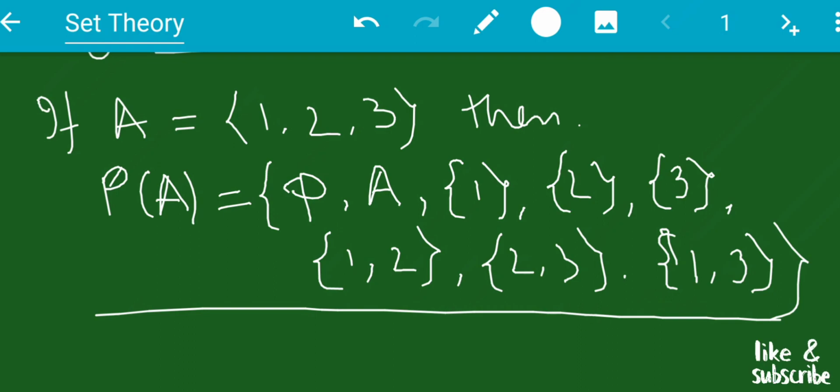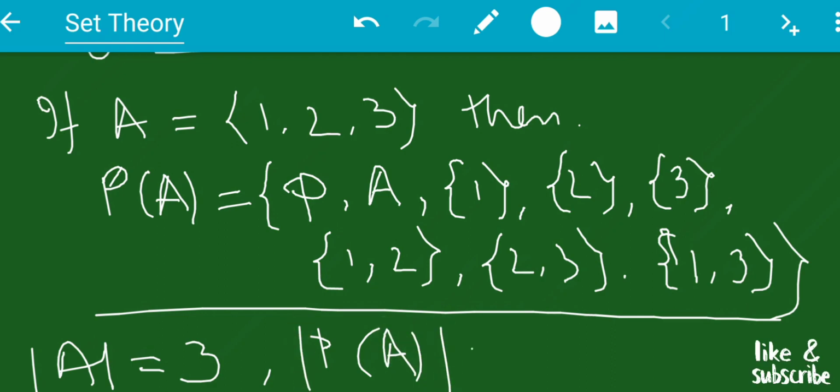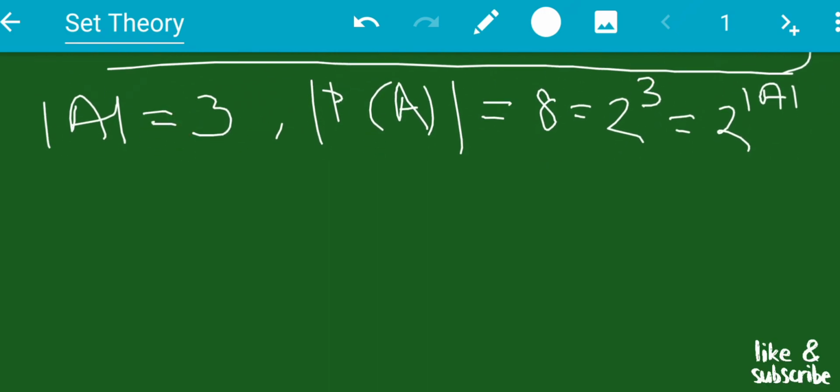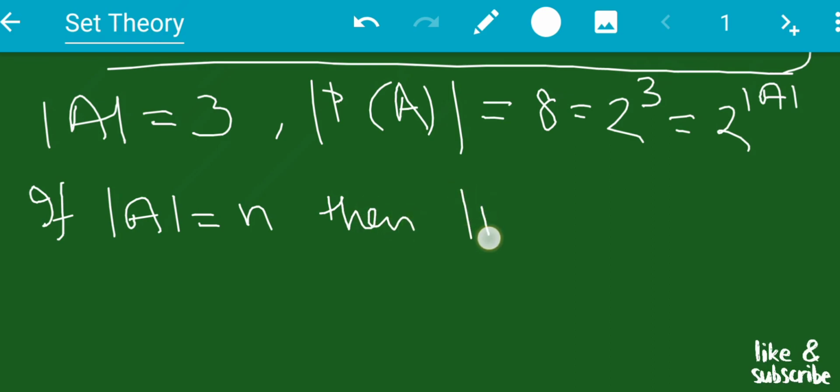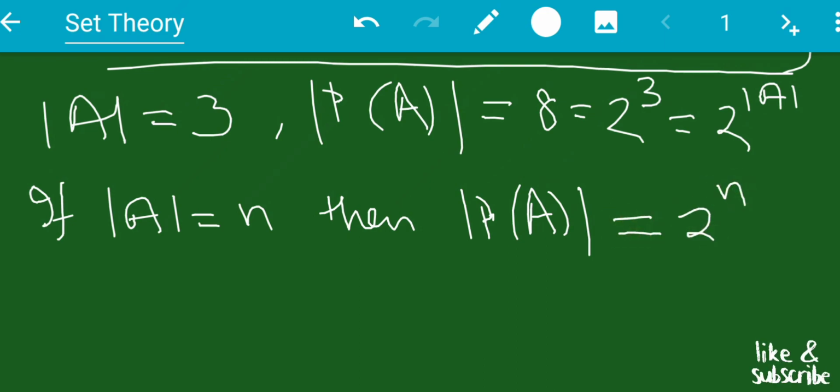You see here, the cardinality of A is 3 and the cardinality of the power set is 8, which can be written as 2 cubed, that is 2 to the power |A|. So we have a formula: if |A| equals n, then the cardinality of the power set, and I'm loosely saying mod means cardinality, is 2 to the power n.